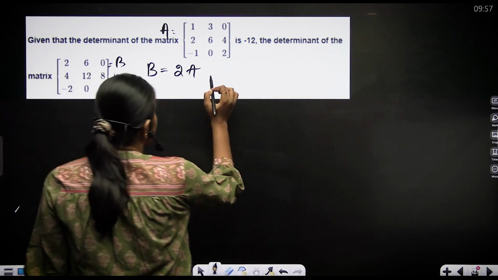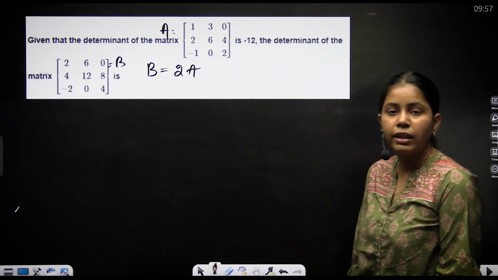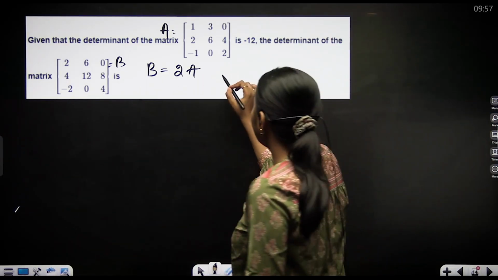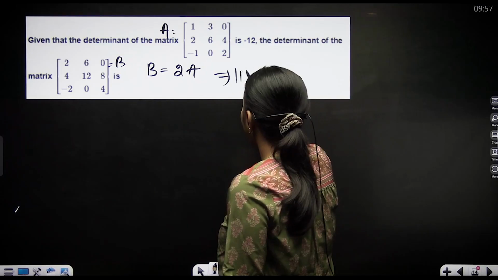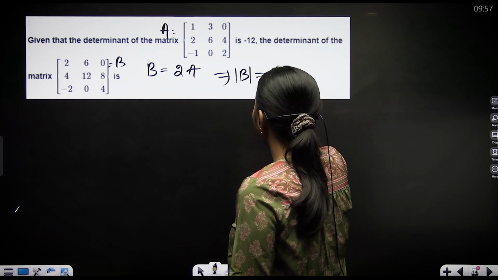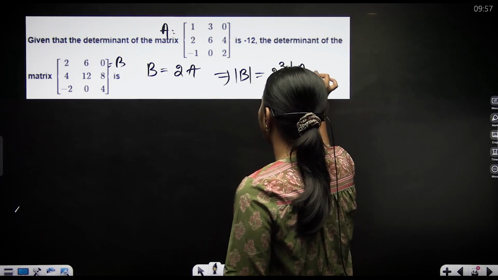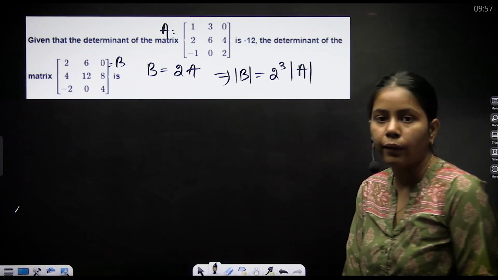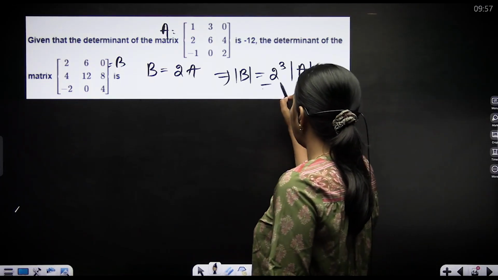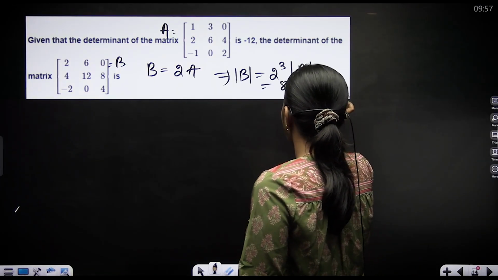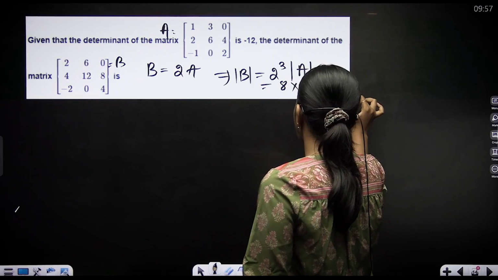Now A and B are 3 cross 3 matrices. If I need to find the determinant of B, it would be 2 to the power 3 times the determinant of A. Why? Because A is a 3 cross 3 matrix. So we get 8 into minus 12, which would be minus 96.